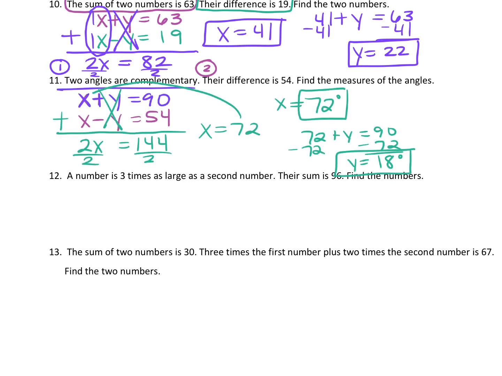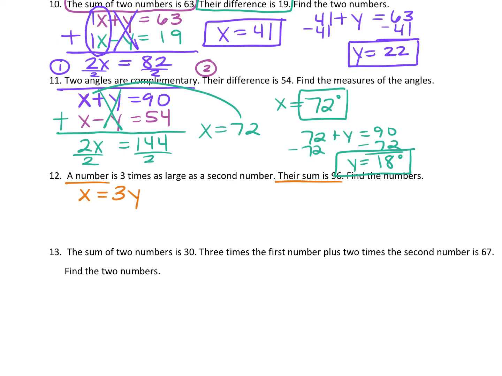I forgot to record that one. Number 12. A number is 3 times as large as the second number. Their sum is 96. Find the numbers. How do you write a number is 3 times as large as a second number? If we call a number x, what comes after x? What is in math? Equals. X equals what? 3y. Yep, x equals 3y would be one equation.